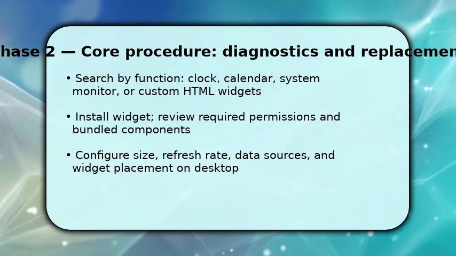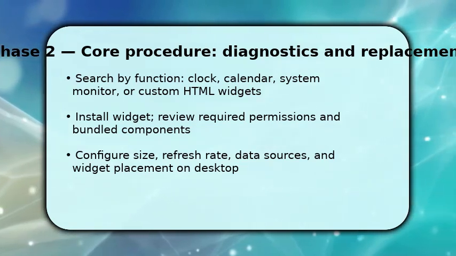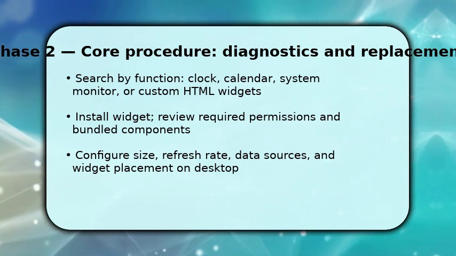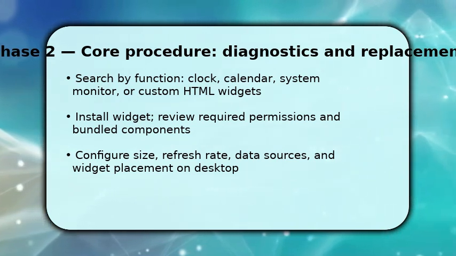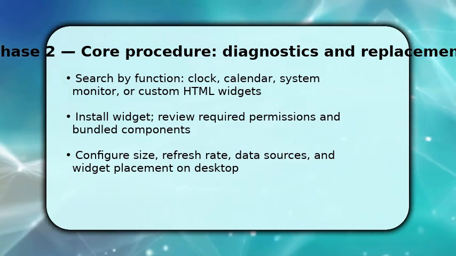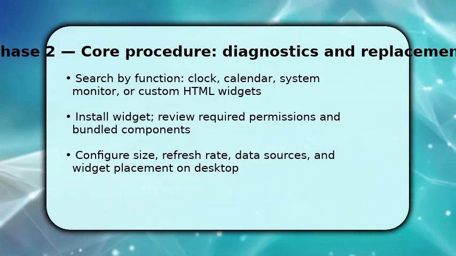You now pick the widget you want and assess why it fits your workflow. Search by category, clock, calendar, system monitor, or custom, then install. During install, check requested permissions and bundled components. Accept only what's necessary. Once installed, open the widget settings to configure size, refresh rate, and data sources.